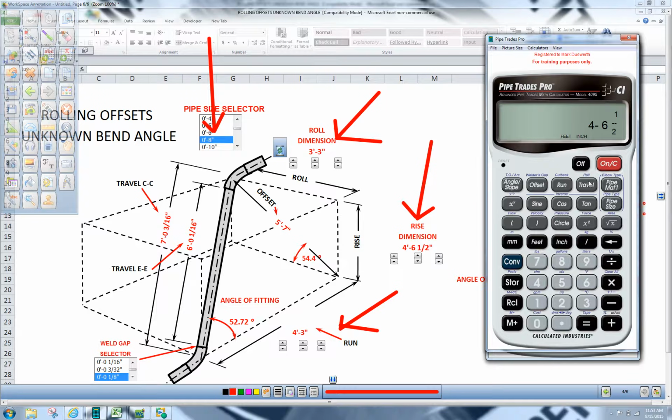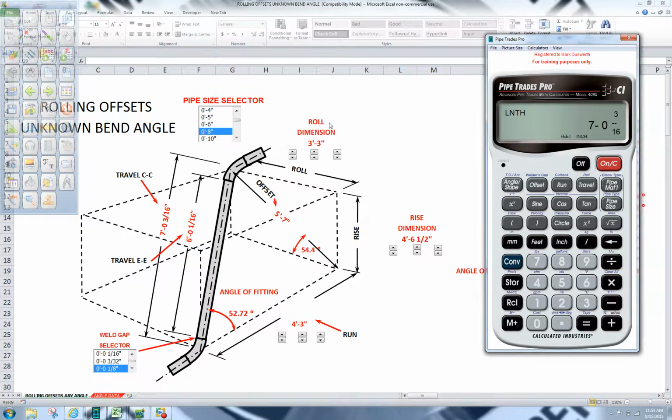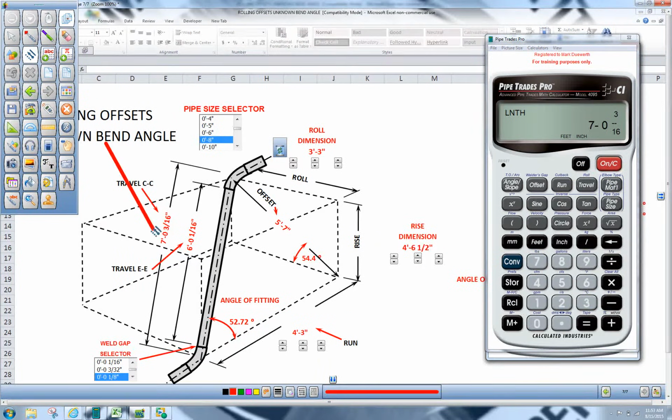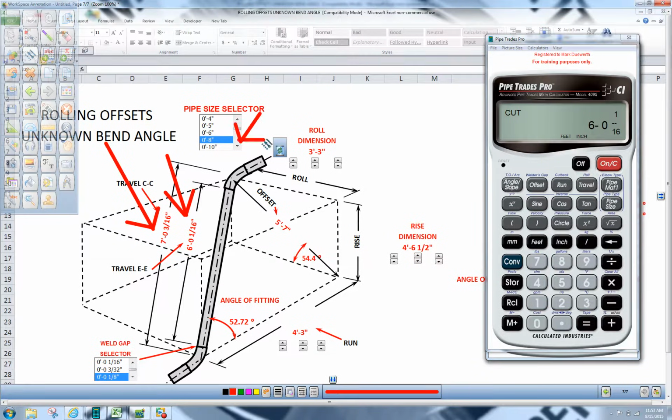But to activate a rolling offset, I have to press convert, travel, and there you can see that matches our center to center, right out of the calculator. Press travel again. That confirms my fitting takeoff. It took off for the 8-inch fitting, and for the weld gap at 1/8 of an inch. There's my gap. That's my fitting, 52.7. 52.7 is my fitting angle.